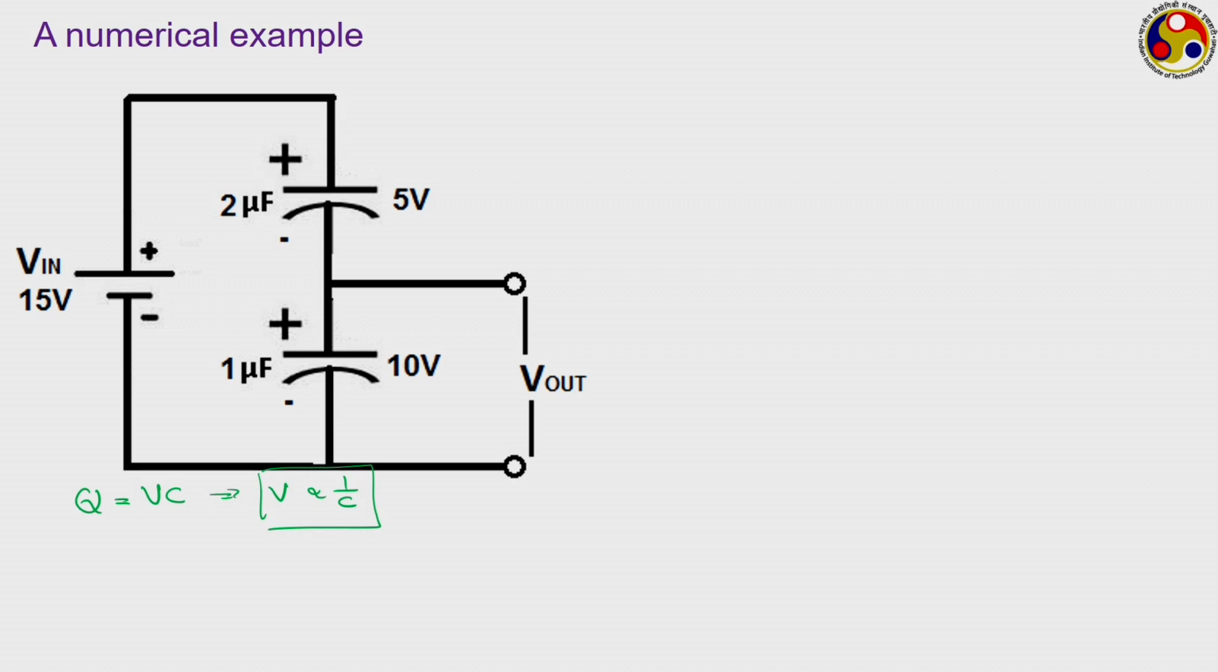So, using just common sense we can say that this one will be equal to 5 volt and this one will be equal to 10 volt, and we can easily calculate the output voltage to be equal to 10 volt, or we can say this V out will be equal to, as they are inversely proportional, 2 divided by 2 plus 1 of V in, which gives you this 10 volt.